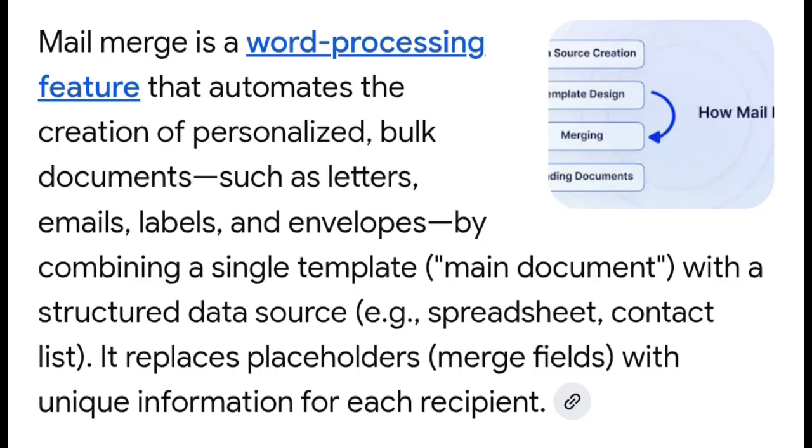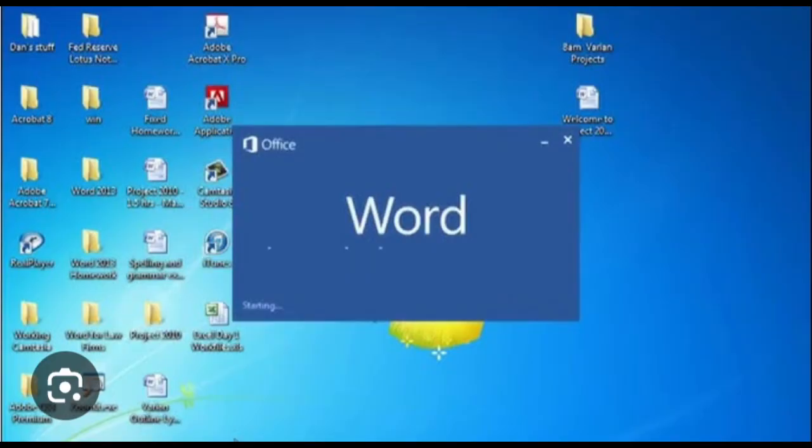Mail Merge is a feature in Microsoft Word that allows us to combine two files: a main document, this is your letter or certificate, and a data source, this contains information like names, addresses, or sections. Instead of typing names one by one, Mail Merge does the work for us automatically.